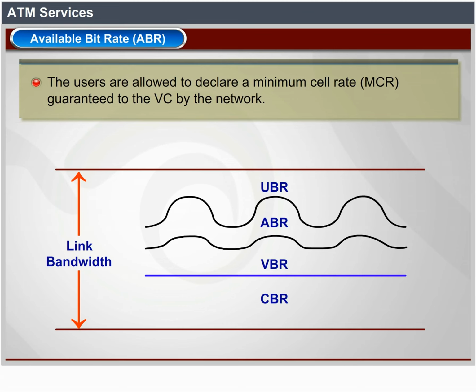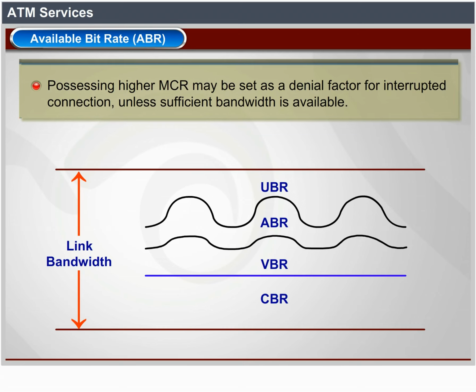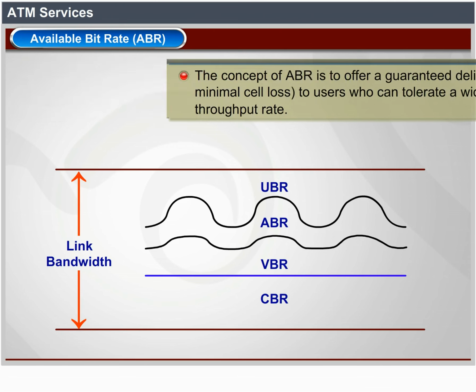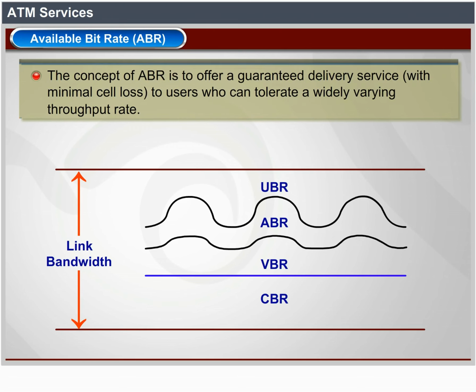The users are allowed to declare a minimum cell rate MCR, which is guaranteed to the VC by the network. Those with higher MCR may be denied connection if sufficient bandwidth is not available. The concept of ABR is to offer a guaranteed delivery service with minimal cell loss to users who can tolerate a widely varying throughput rate.